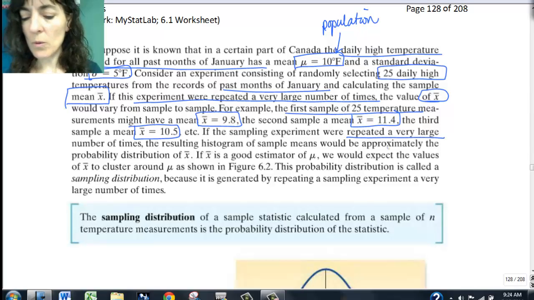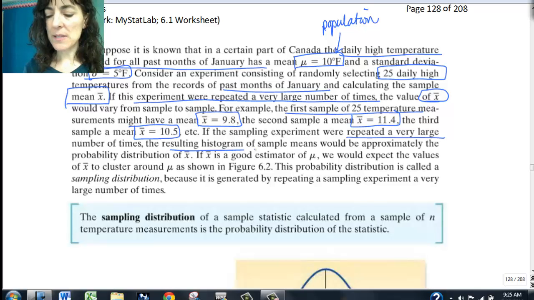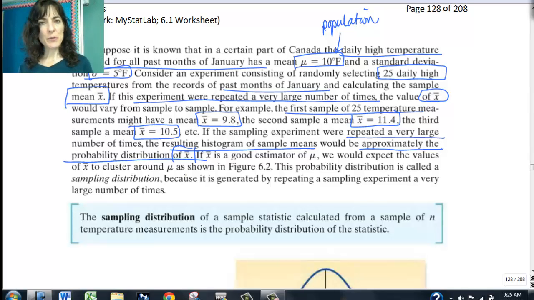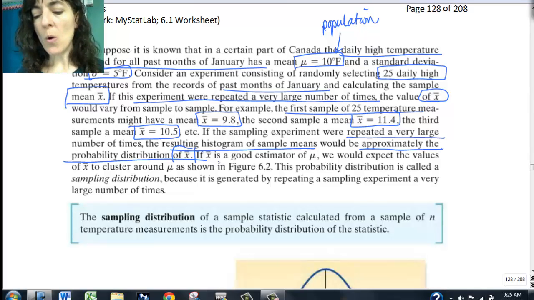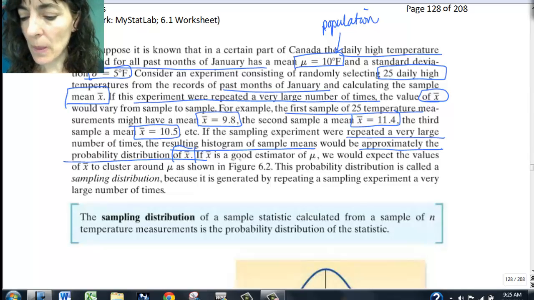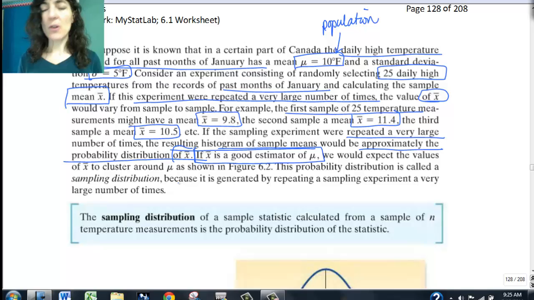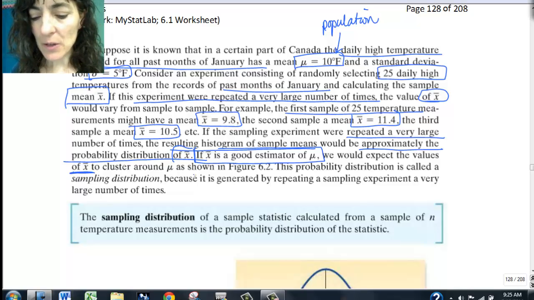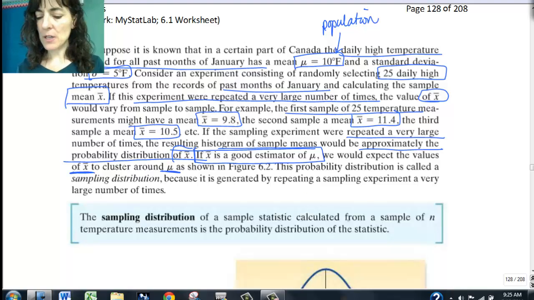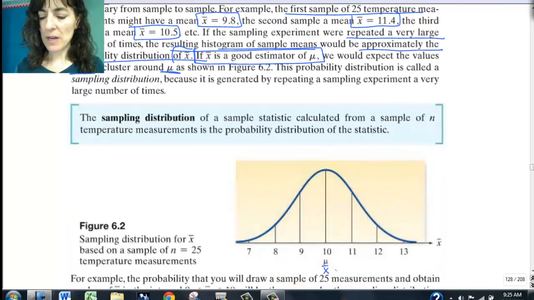And say we did this a whole bunch of times, and then our histogram of the sample means would be approximately the probability distribution of X bar. So the probability distribution of X bar is going to tell us where we expect our mean to show up in all these 25 temperature samples that we're choosing. Okay, and we'll say if X bar is a good estimator of mu, meaning that the mean of all our means is very close to our actual population mean, then we expect the values of X bar to cluster around our mean. And it should look something like this picture here. So we expect our X bars to be somewhere nearby and have most of them around the 10 and then some spread out a little bit from the 10.